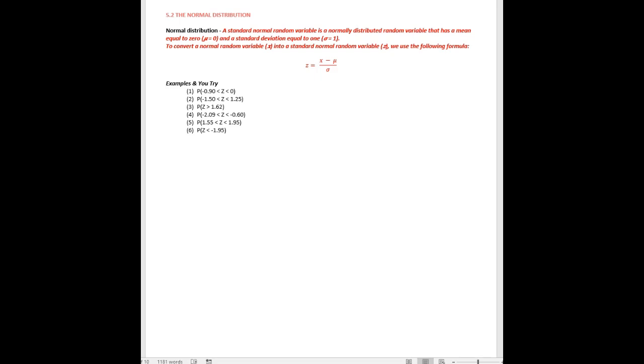So what we do is we take whatever distribution that we're working in and we standardize it by using this z formula that you see on the screen. And it makes things easy.